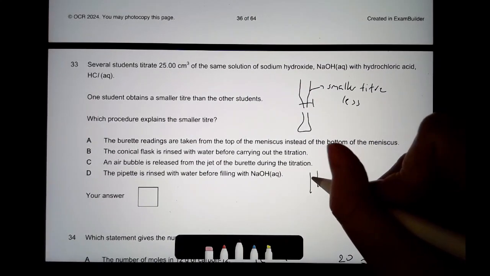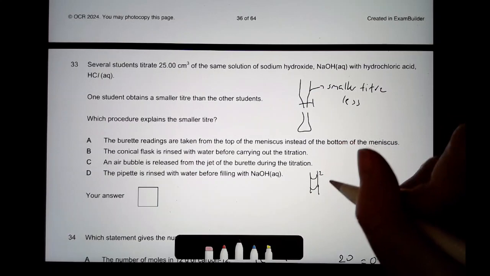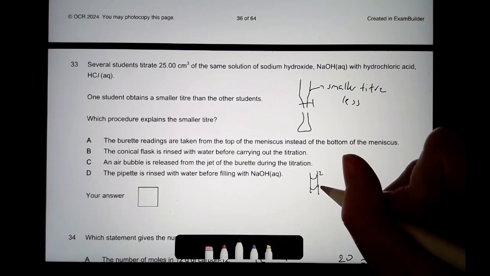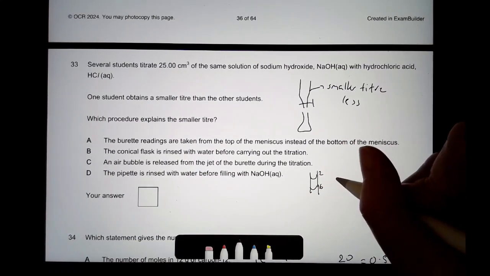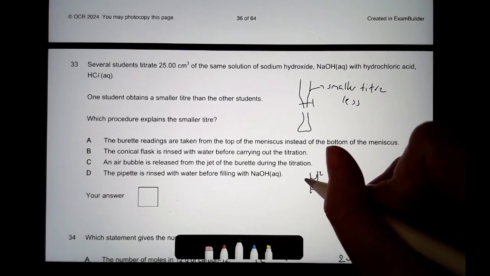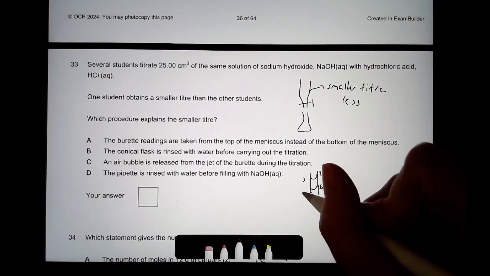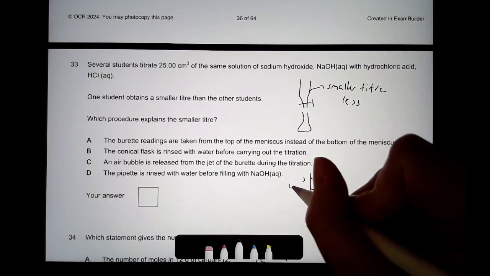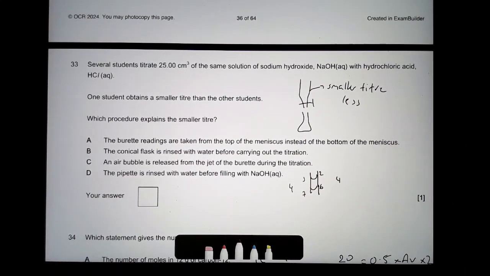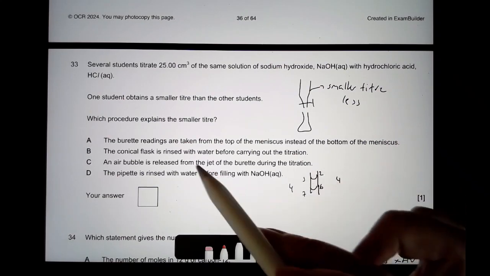If I'm reading from the top, say the start is 2 and at the top of this one, let's say it's 6. The difference between 2 and 6 is 4. Let's say I read it now from the bottom, and at the bottom it's 3, and at the bottom here it was 7. The difference between 3 and 7 is still 4. As long as you're doing it consistently, it's not going to make any difference because you're getting the difference between the two. So that's wrong.